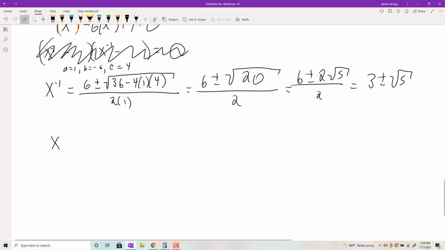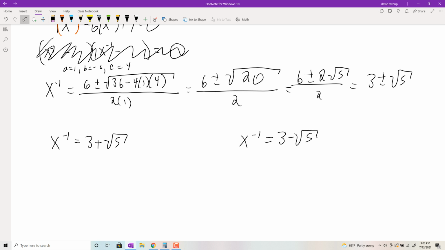So one answer is from the equation x to the negative 1 equals 3 plus root 5, and the other one is from the equation x to the negative 1 equals 3 minus root 5. Okay. So I have to solve for x. And right now I have 1 over x. X to the negative 1 is 1 over x.